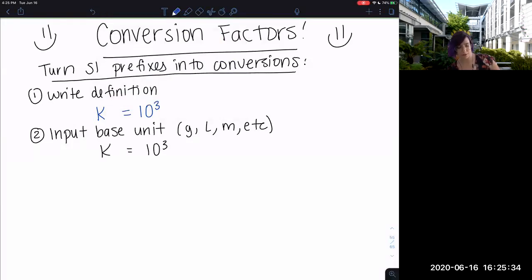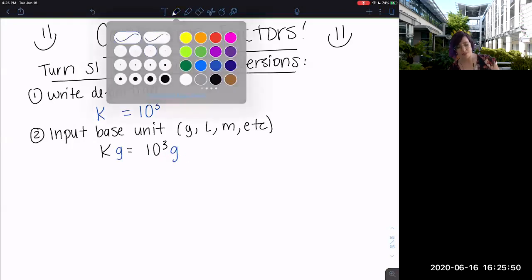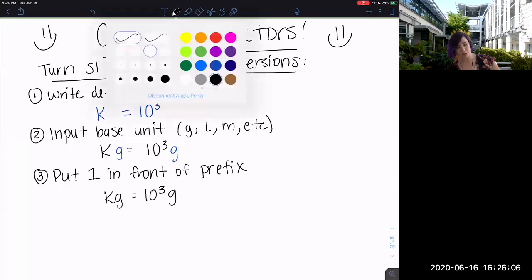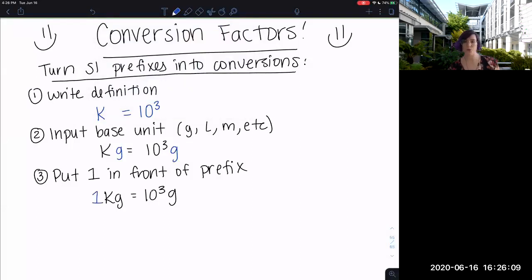And then let's add in grams. Kilograms is kilograms. Notice that I just read that a certain way. Kilo equals kilo because 10 to the 3 is equal to kilo. This is kilograms, and this side is also kilograms. That's why they're equal. And then your last step is to put a 1 in front of your prefix. So we have our kilogram equals our kilogram, and we're going to stick a 1 here so we don't get confused with what numbers go where. Now we have an equality.